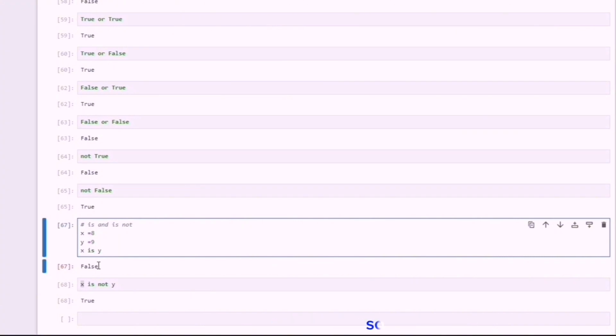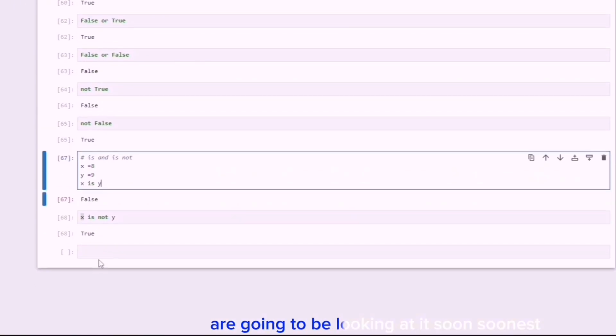So that's why I said these are fundamentals that we are learning. We are going to soon be using them. It might not make sense now, but it's important that we follow because we are going to be looking at it soon.